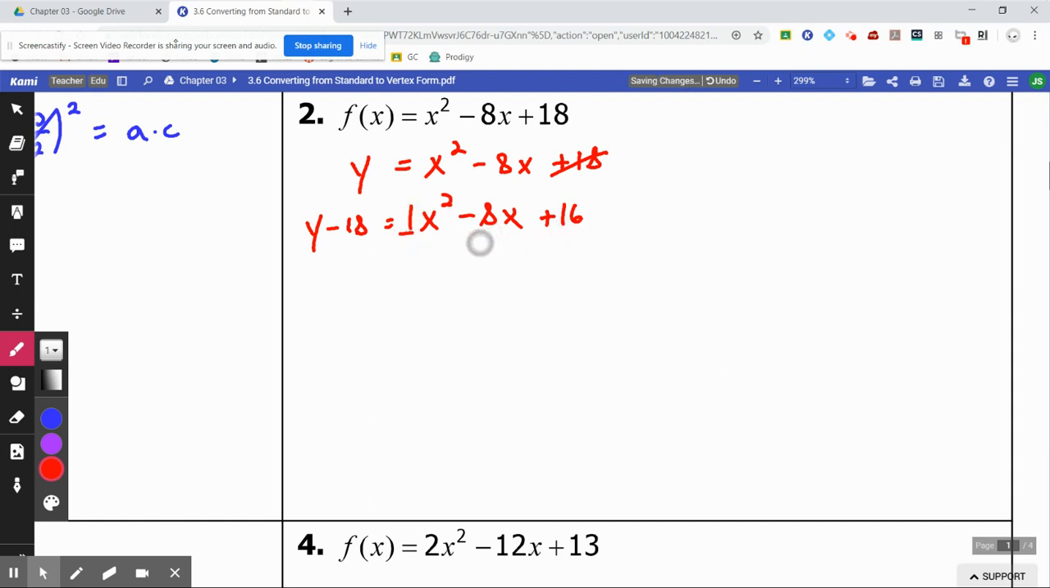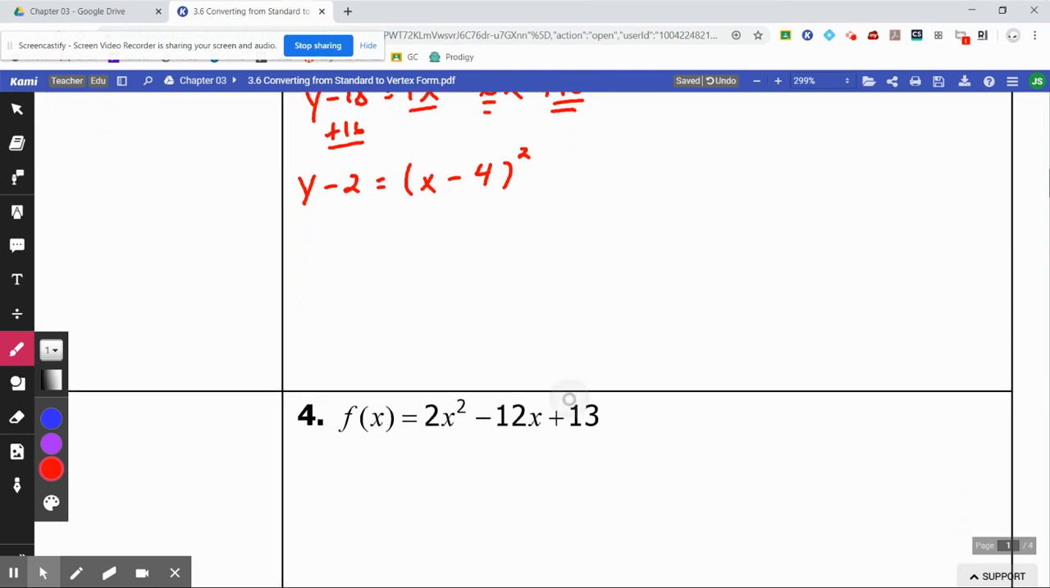It does check out. However, it's not legal to add 16 to one side unless you add it to both sides. So on the left side, we now have y minus 2. On the right side, this should factor into a perfect square. x times x gives you x squared. What adds to give you negative 8, multiplies to give you 16, would be a negative 4 and a negative 4. So that does factor into x minus 4 squared.